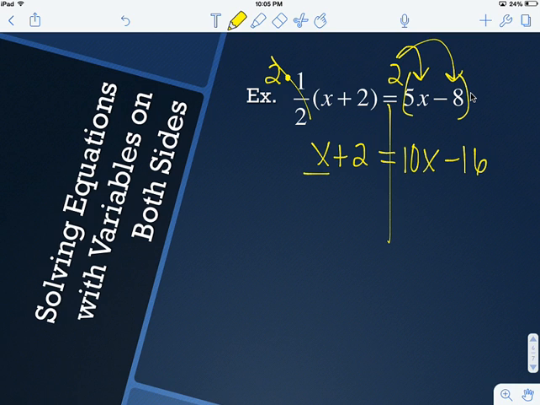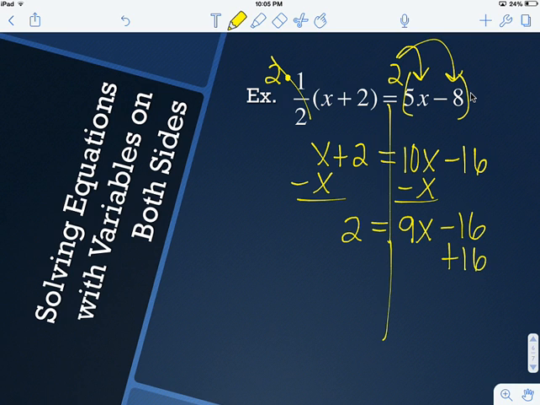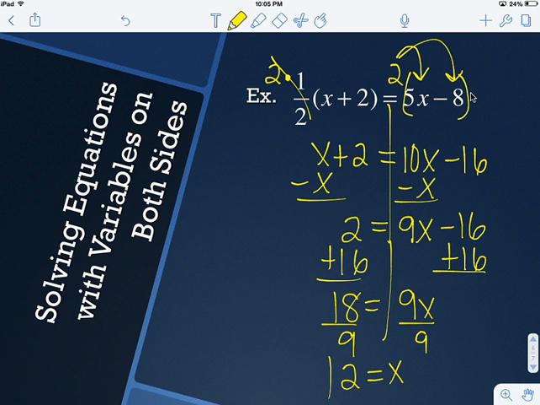Now, x is smaller than 10x, so I'm going to subtract x from both sides, and I'm left with 2 equals 9x minus 16. I'm going to add the 16 to both sides, and we have 18 equals 9x. Divide by 9, and we get x equals 2.